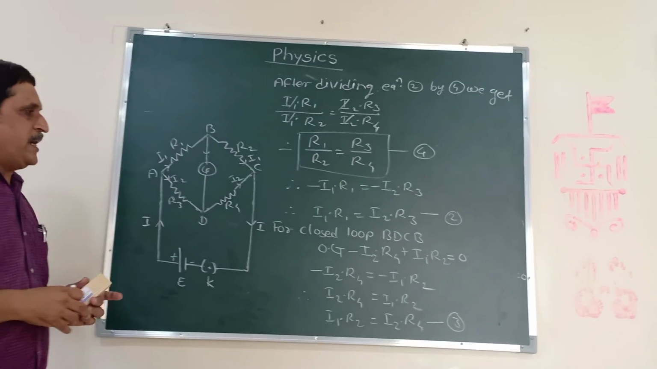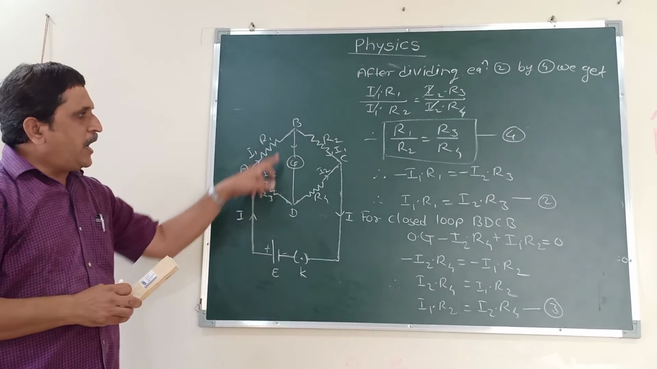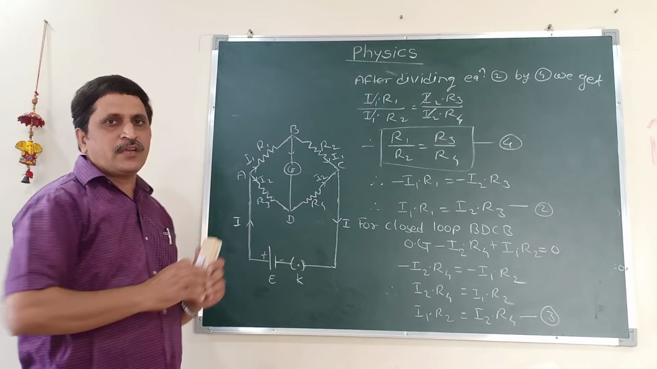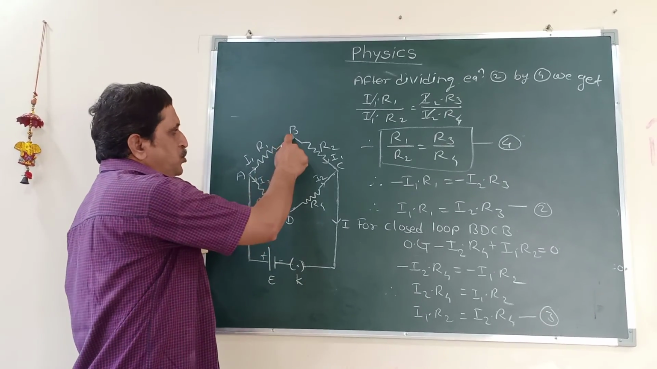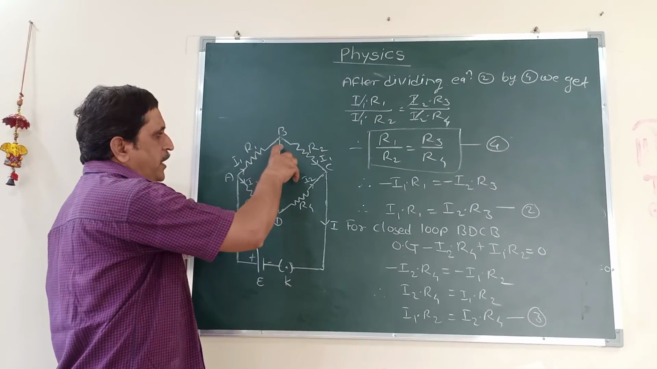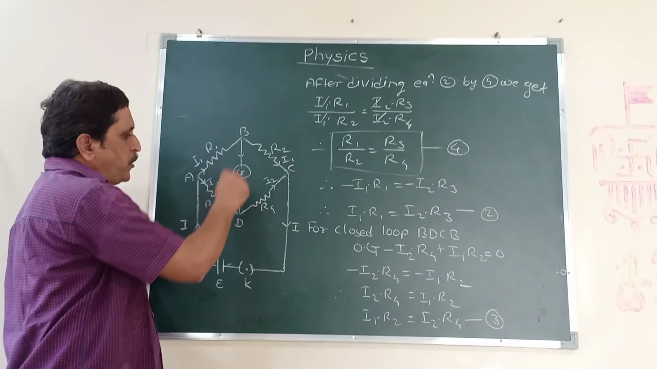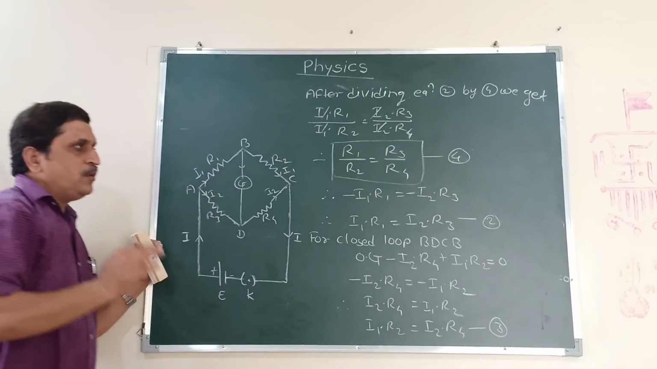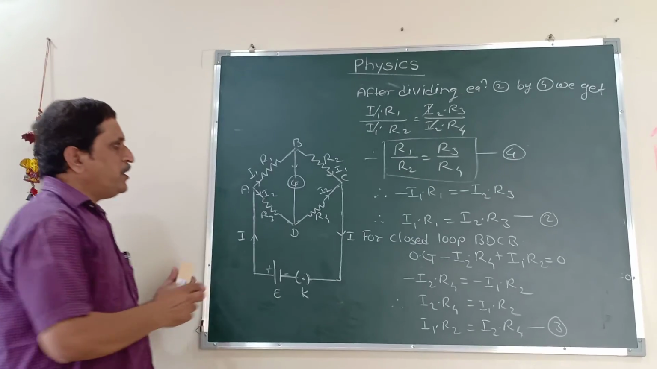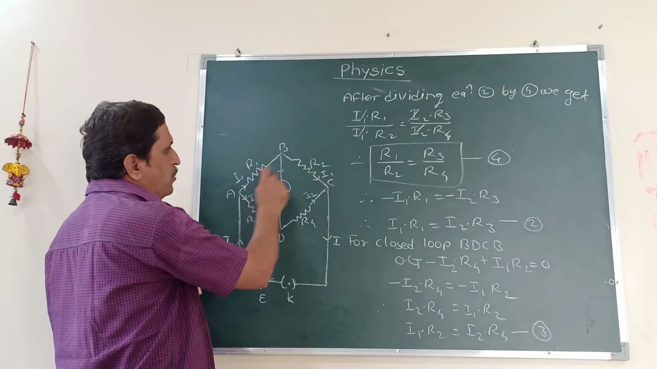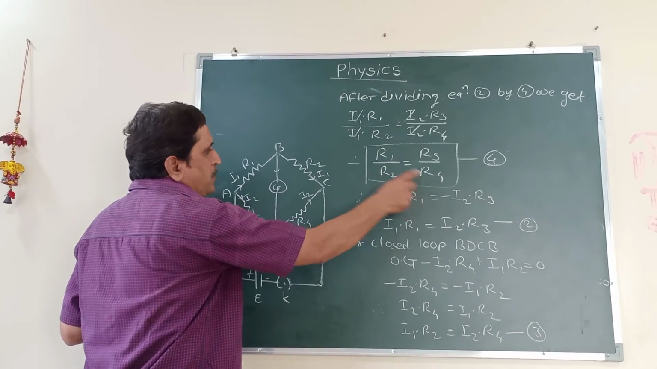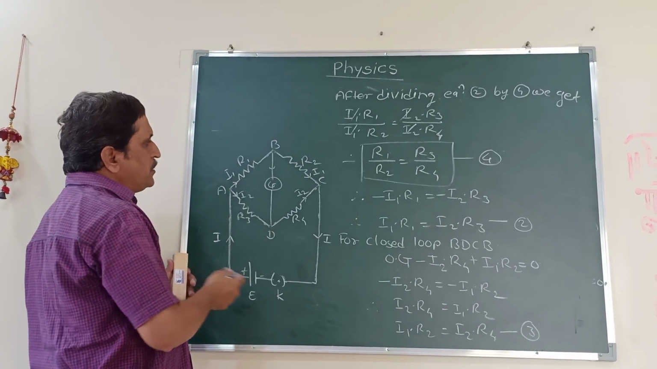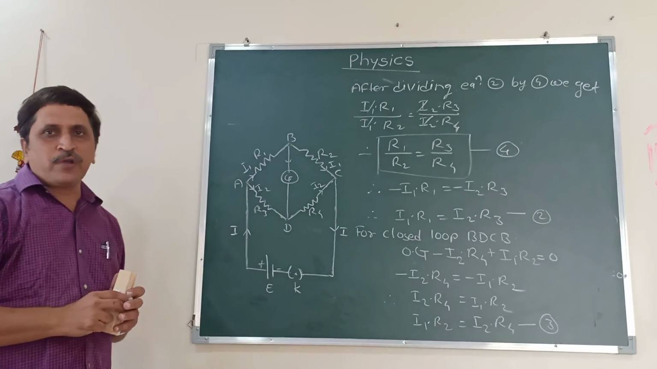Equation number 4. That means if points B and D are equipotential points, and if these four resistors are connected as per the circuit diagram, then the network is said to be balanced, and we can write R1 by R2 is equal to R3 by R4. The converse statement we can make this way: for this circuit diagram, if R1 by R2 is equal to R3 by R4, then that network is said to be a balanced network. That is nothing but the null condition of this network. Then points B and D are equipotential points.